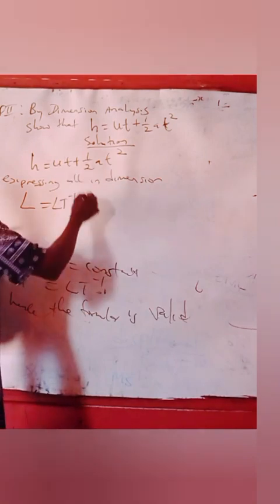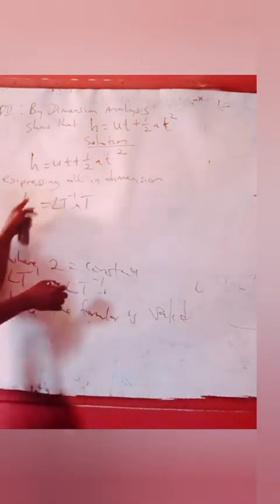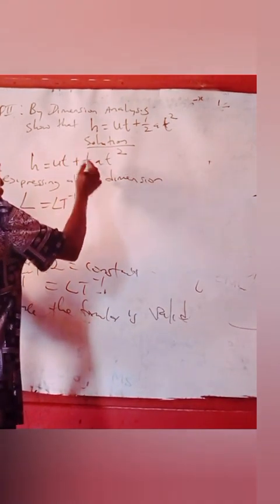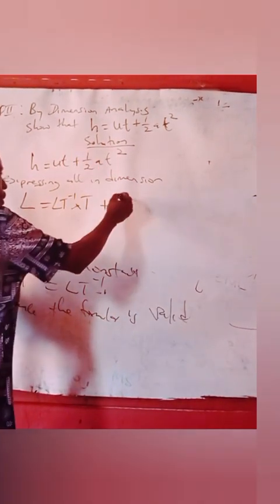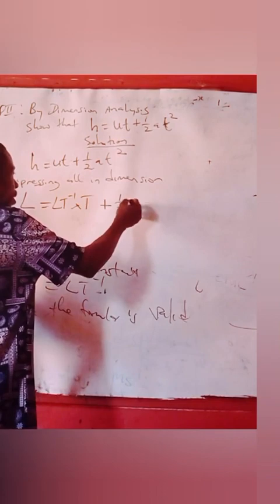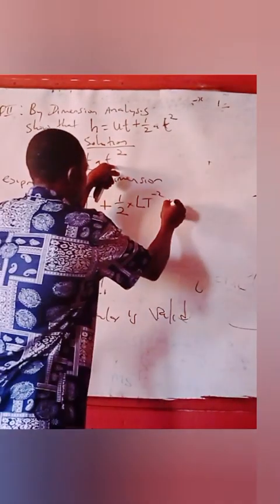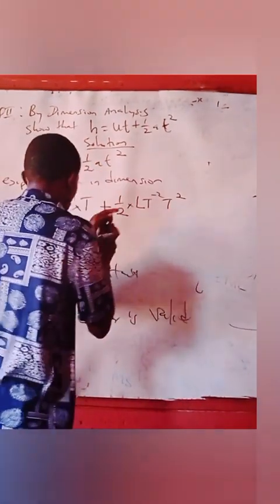This is initial velocity, which is Lt raised to power minus 1. This is times time, which is another t. This is ut. Then plus half times a. Acceleration is Lt raised to power minus 2. Time here is t raised to power what? 2. Let us break all this down.